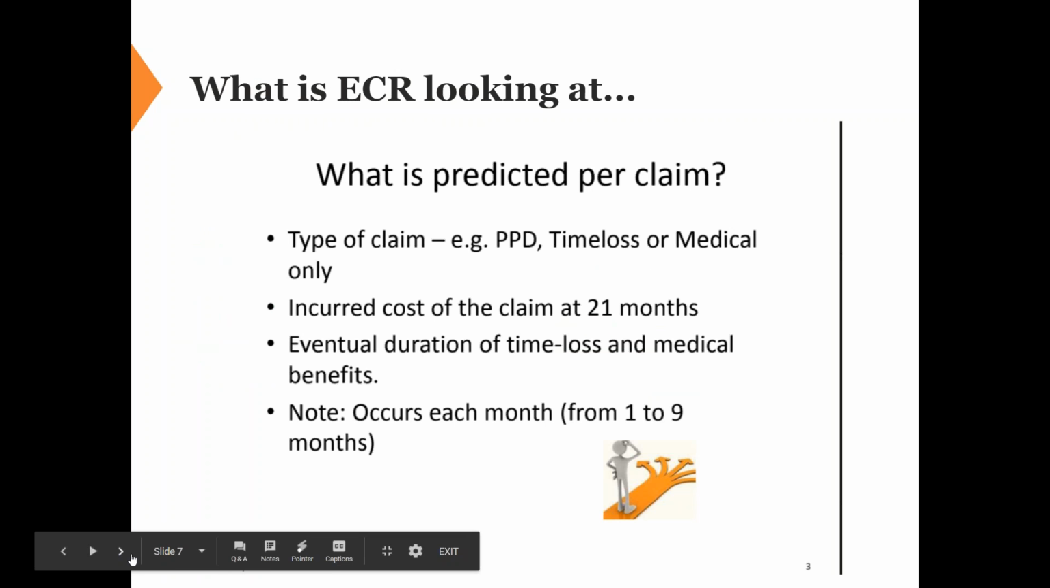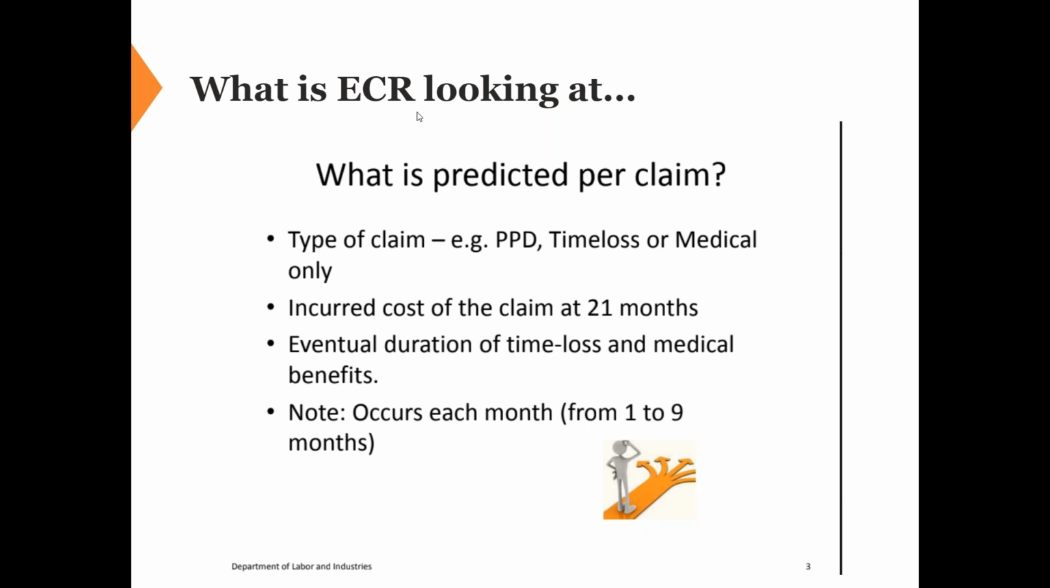This is something that was generated by the department, so it's a little bit challenging to read, but this is what the department says ECR is looking at. So the type of claim, for example, PPD, which is permanent partial disability, time loss, or medical, so it's looking at what type of claim it is. And the incurred cost on the claim at 21 months.